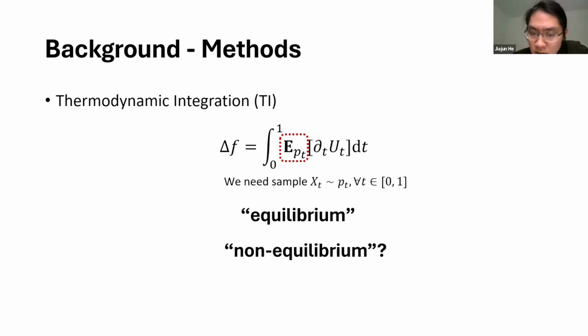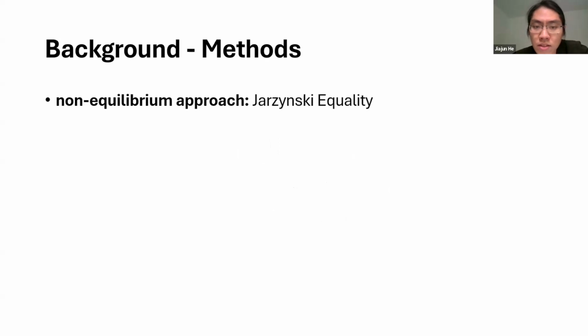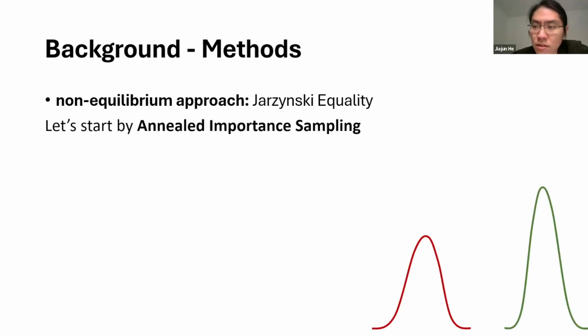And people will ask, okay, is there any non-equilibrium algorithm? Here is where the Jarzynski equality comes in. This is a very, very famous non-equilibrium approach. To understand this approach, we first look at the classical annealed importance sampling.